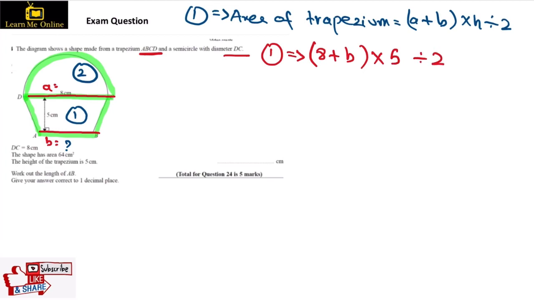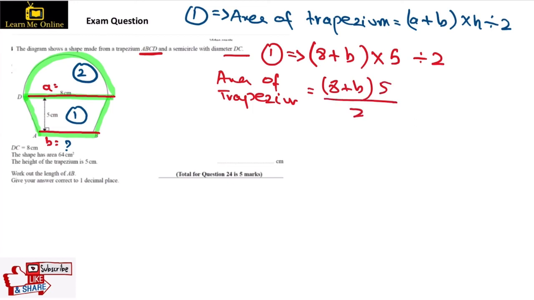Now the area of the trapezium, I'm going to simplify it. So the area of the trapezium would be 8 plus B times by 5. And I'm going to write down divide by 2 in the denominator. I'm going to keep this over here.